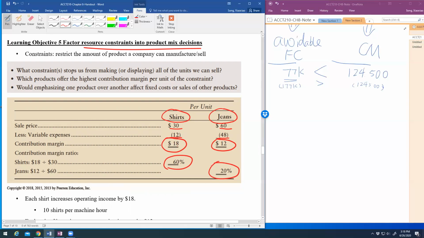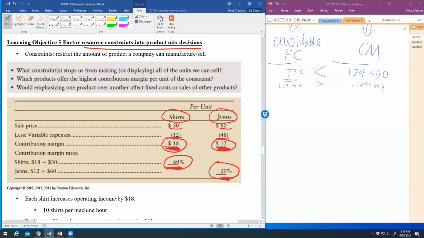From chapter 7, we said we should focus on the one with a higher contribution margin. In this example, our shirt has more contribution margin and a higher contribution margin percentage than the jeans. Jeans is 12 and 20%. So we should just produce shirts, right? But there is one constraint: you only have limited machine hours. Like the textbook said, 2,000 machine hours.